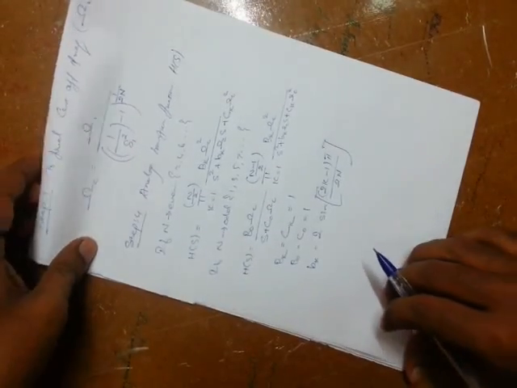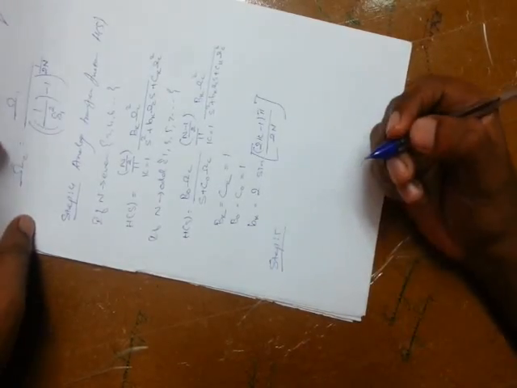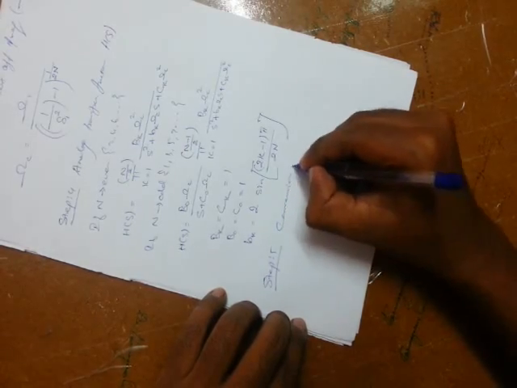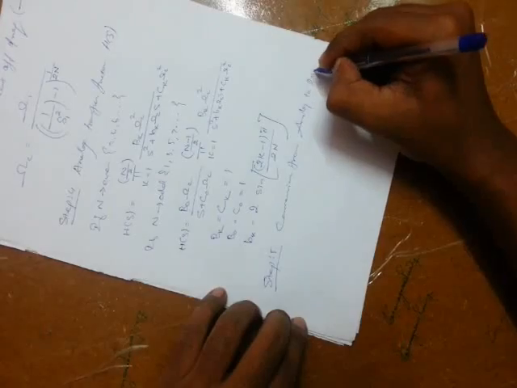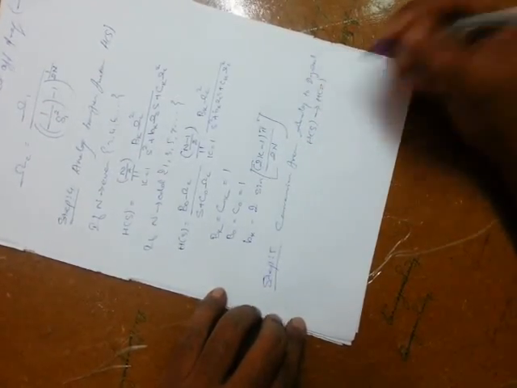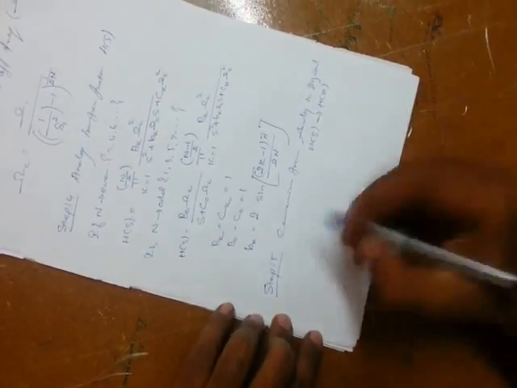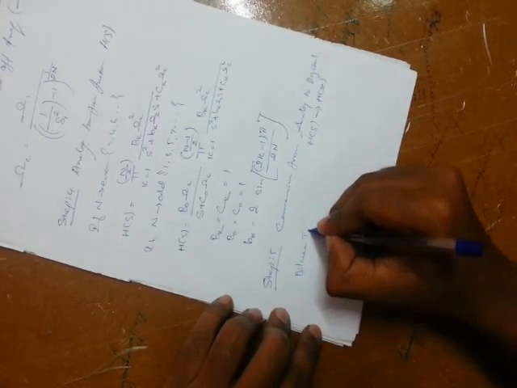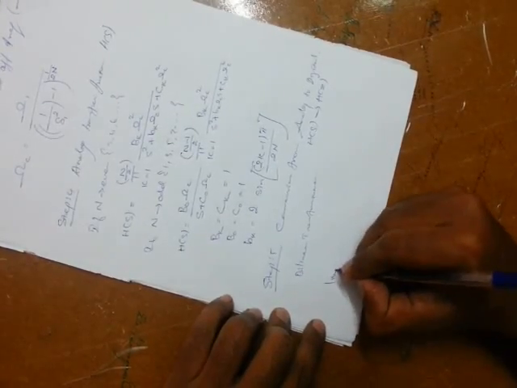And in step 5 we'll be dealing with the concept which we have seen earlier, conversion from analog to digital, that is from h of s to h of z. So here we have two methods for conversion. First one is bilinear transformation, and second one is impulse invariant.